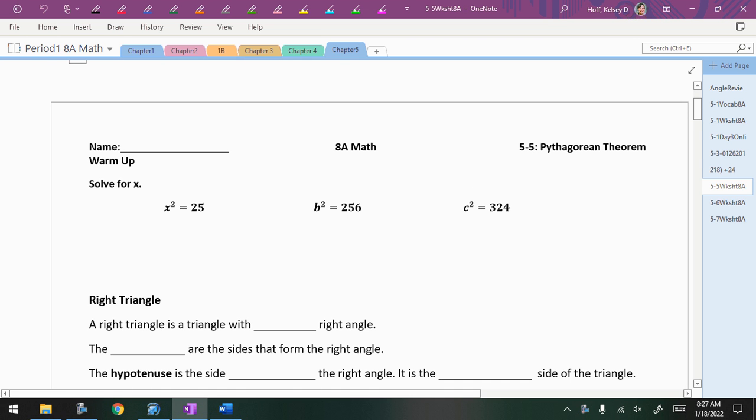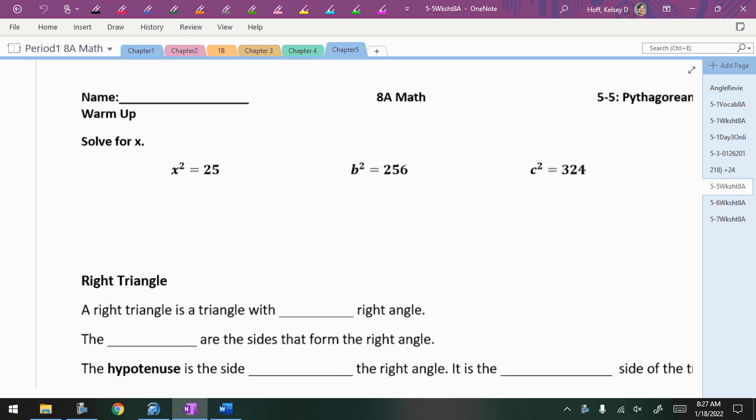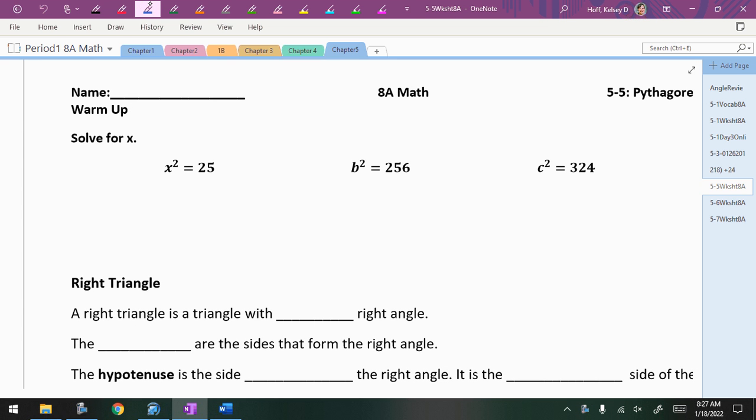Chapter 1. We solved these equations back in chapter 1. To get rid of x squared, we have to take the square root. Remember the check mark looking thing? That square root means what number times itself gives me 25? 5, right? 5 times 5.